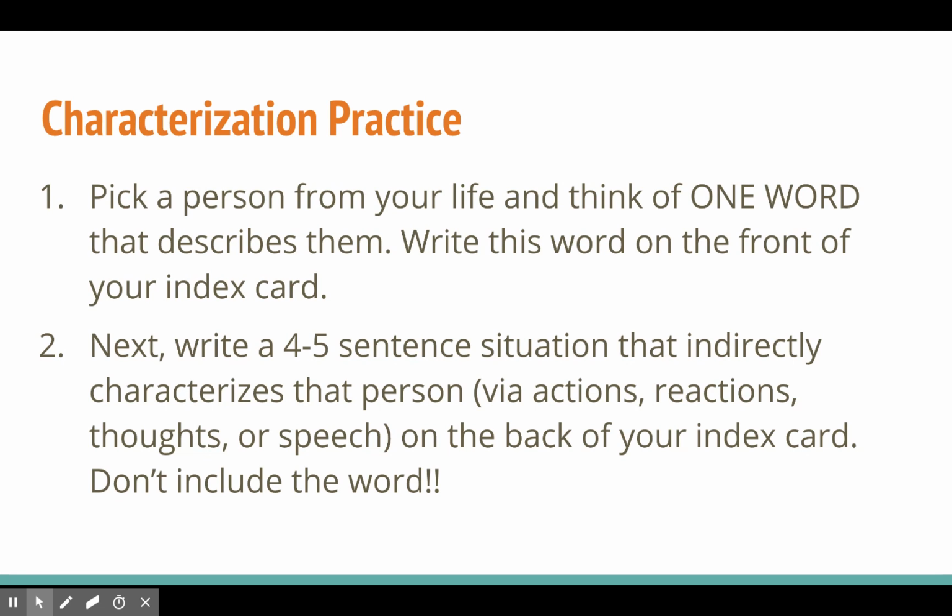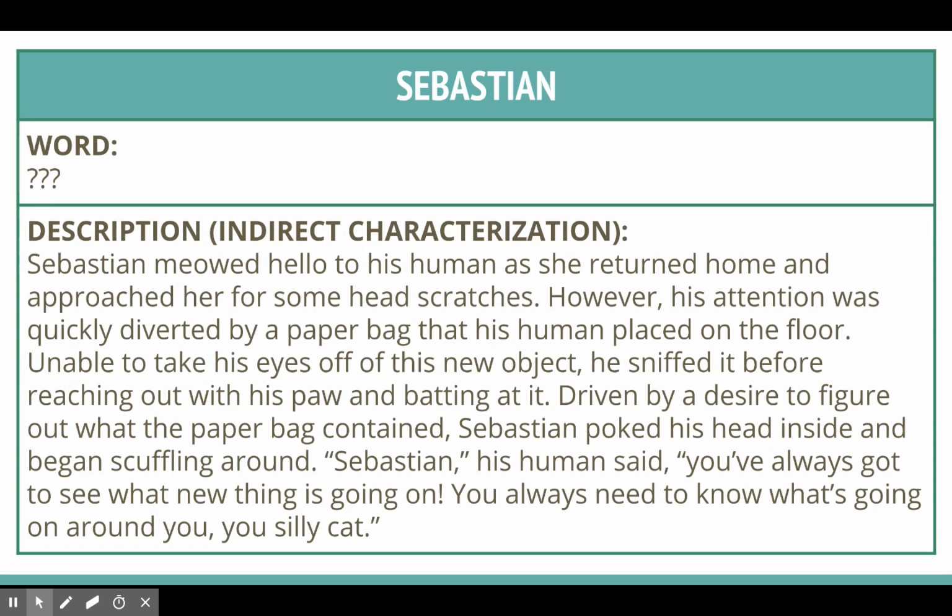On the back of that piece of paper, you're going to write a 4 to 5 sentence situation that indirectly characterizes that person via their actions, reactions, thoughts, or speech. And you're not going to include the word that you're using to describe them on the back. So for example, if you want to see what this looks like, I characterized Sebastian, who is my cat, maybe you remember. The word is a mystery to you because we're going to see if we can guess that. And the description in which I use indirect characterization to show what Sebastian is like.